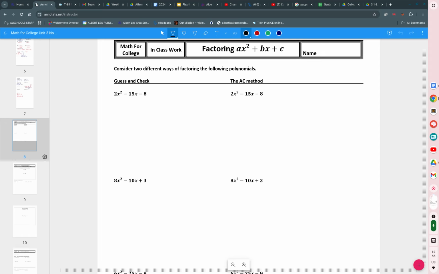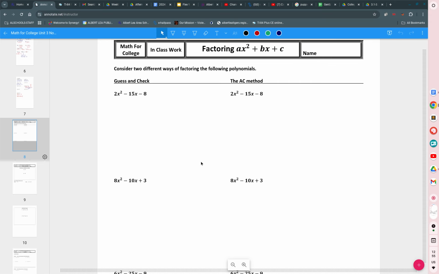front. And we're going to show you two ways of doing it. So today we want to look at the guess and check method, and we want to look at the AC method. I might teach you differently than how your teacher taught you, and if that's the case, I apologize, but I'm going to do my very best to help you out here.